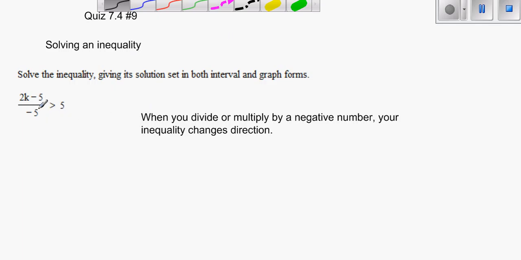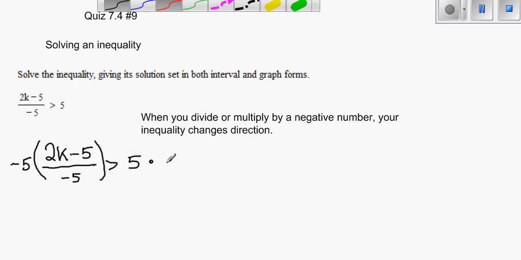We need to solve this thing for k. So our first process is, I'm trying to give myself a little bit more space. I've got 2k minus 5 over negative 5 is greater than 5. Okay, so the first part of this problem is going to be to go ahead and multiply both sides by negative 5. And what happens is, since this is 2k minus 5 divided by a negative 5, by multiplying by negative 5, now I have 1 on top and 1 on the bottom, and those cancel.